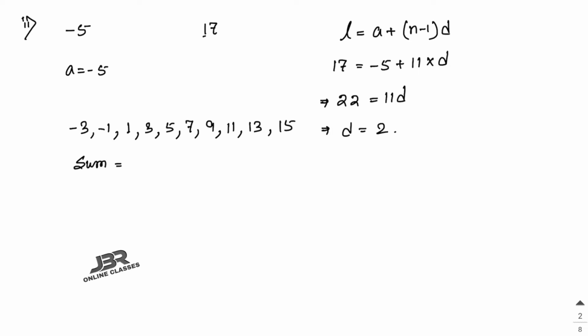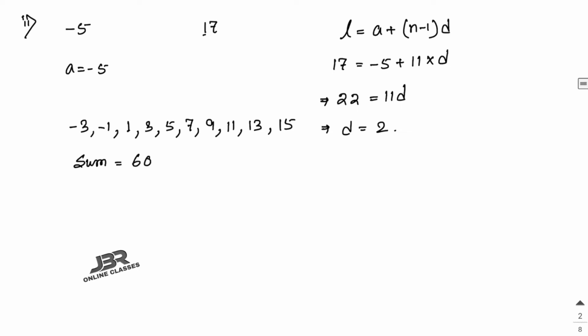So it's very easy to find out, and that will be 5 plus 7 plus 9 plus 11 plus 13 and plus 15, that one equal to 60.